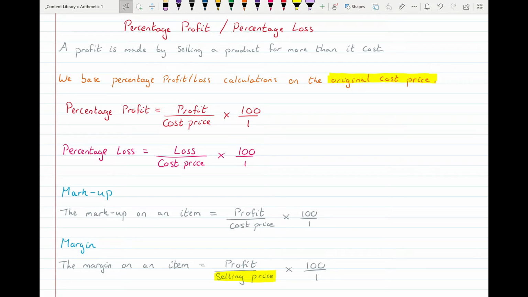Hi there, welcome to our video for Leaving Cert Ordinary Level Maths, continuing with arithmetic and financial maths. Now looking at percentage profit and percentage loss.